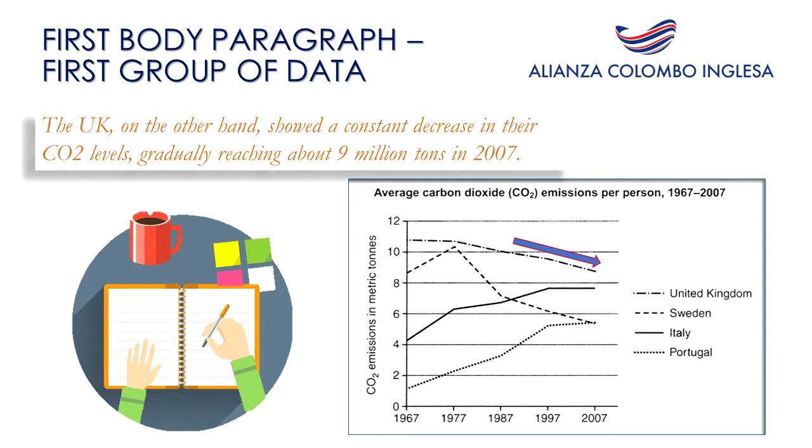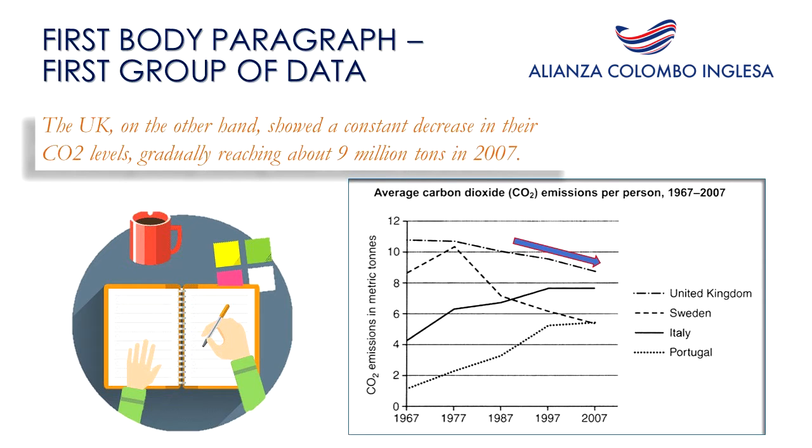The UK, on the other hand, showed a constant decrease in their CO2 levels, gradually reaching about 9 million tons in 2007. Now, in here we're using a connector of contrast, on the other hand, because Sweden, for example, had a peak and then a drop in their figures, but the UK had only a decrease. There was nothing but a decrease. There were no fluctuations apart from that. So that's the essential trend that we should be describing, that the CO2 levels constantly decreased. And we should mention the final figures, which are 9 million tons emitted in 2007.